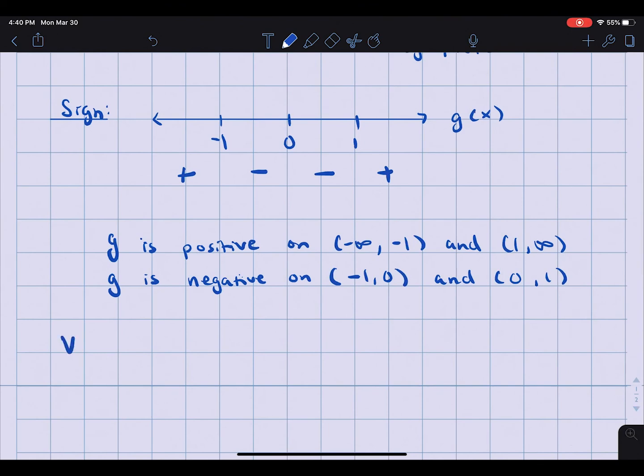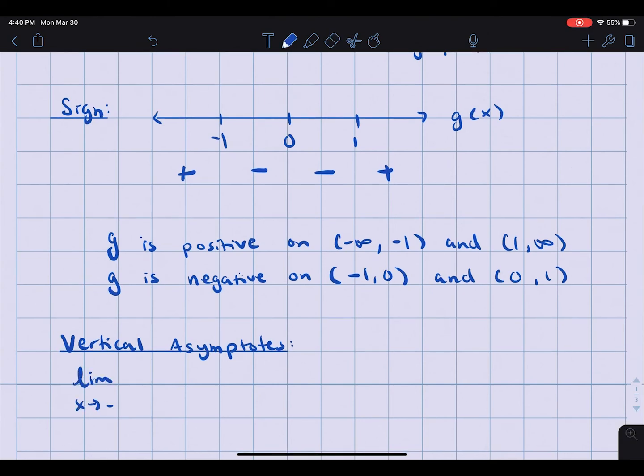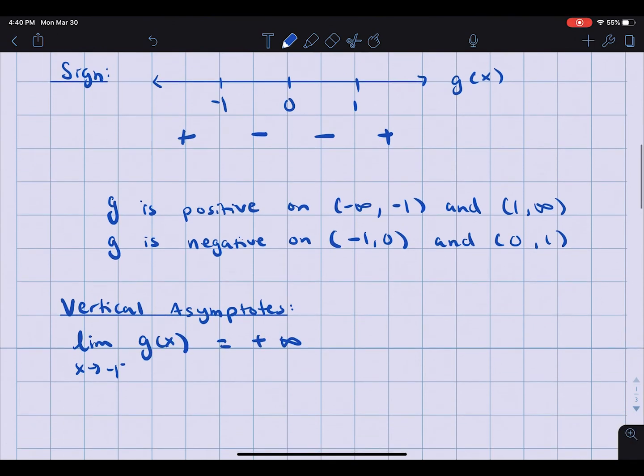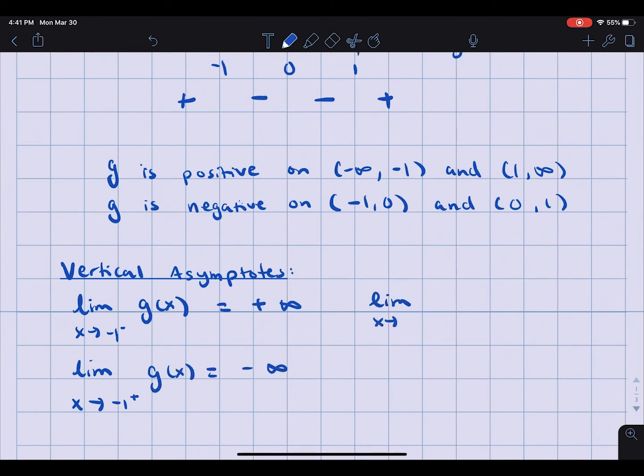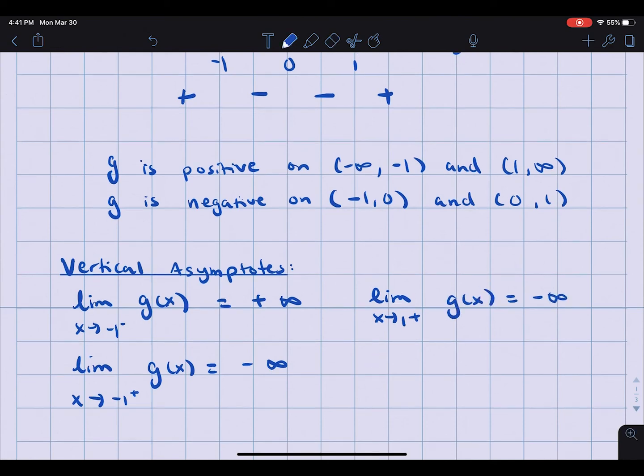So unlike the previous example, this rational function has points at which it is not defined. We know that the lines x equals 1 and x equals negative 1 are both vertical asymptotes for g. So let's figure out what the behavior of g is near these asymptotes. We take the limit of g of x as x approaches negative 1 and 1 from the left and from the right. This tells us that g is going to infinity as it approaches negative 1 from the left and 1 from the right. And it's going to negative infinity as it approaches negative 1 from the right and 1 from the left.